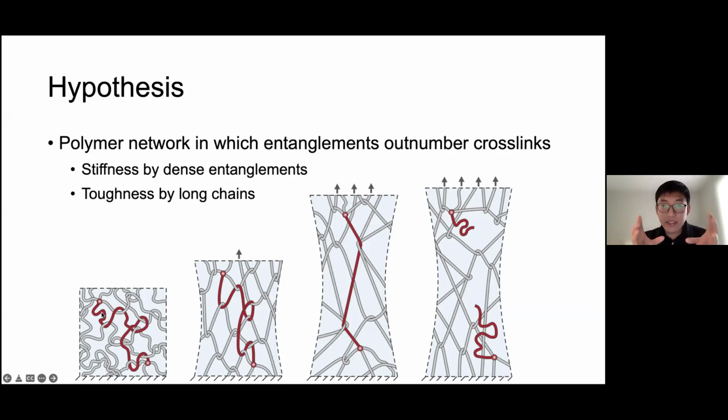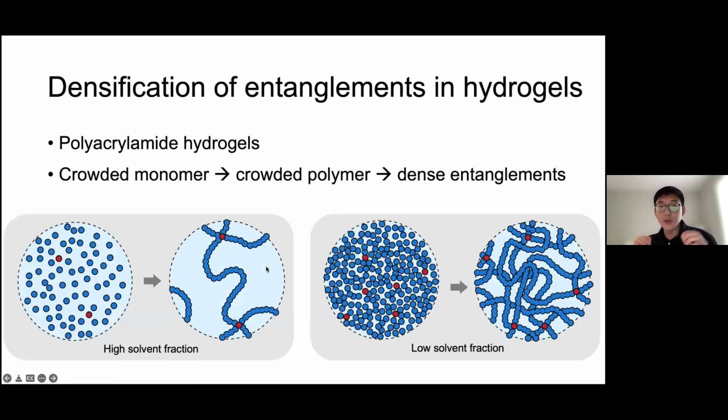Then the stiffness will be governed, or maintained, by these dense entanglements, but the toughness will be maintained by the long chain, because we can store extensive energy along the extremely long chain. That was what we had as a hypothesis. Then we made a sample using a model system, polyacrylamide hydrogel. Typically, these types of hydrogels were synthesized with lots of water because it is a hydrogel.